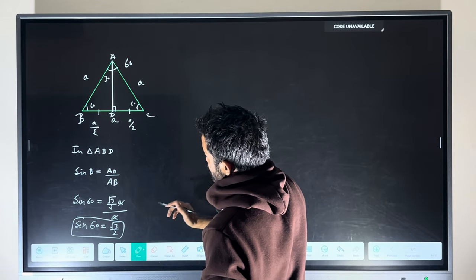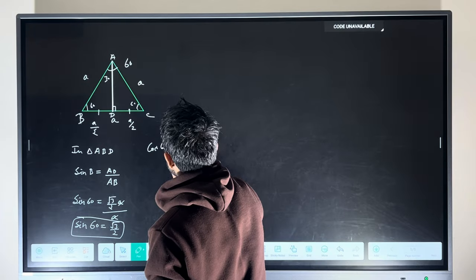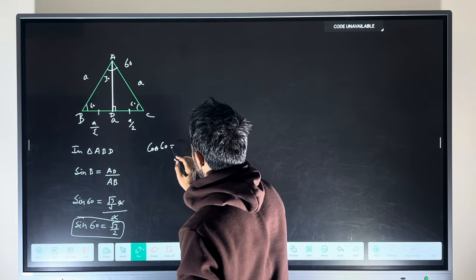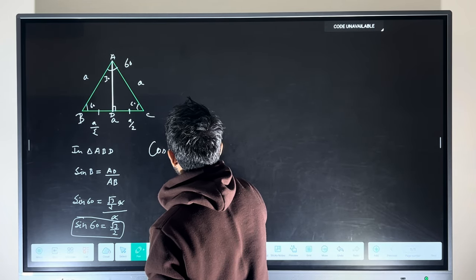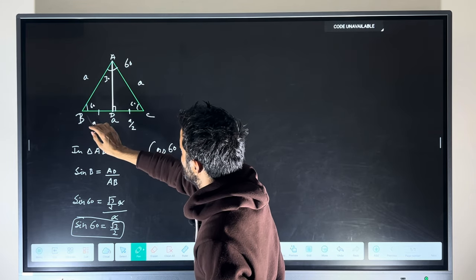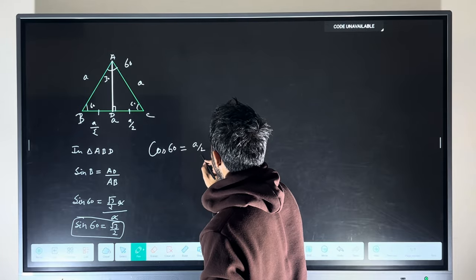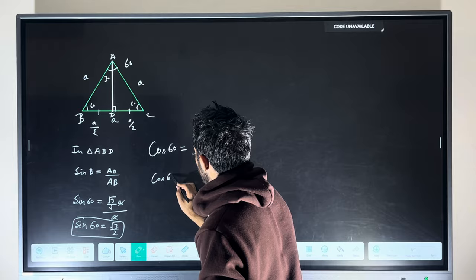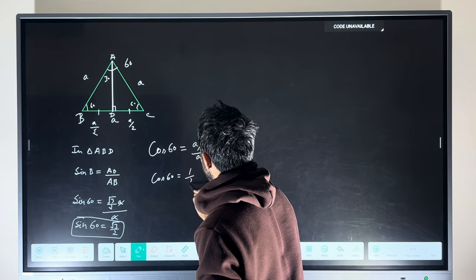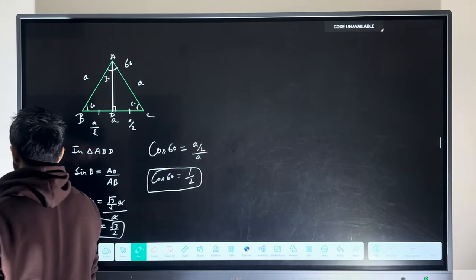Similarly, cos 60. For cos 60, the base is BD, which is A upon 2, and the hypotenuse is A. So cos 60 will be 1 upon 2.